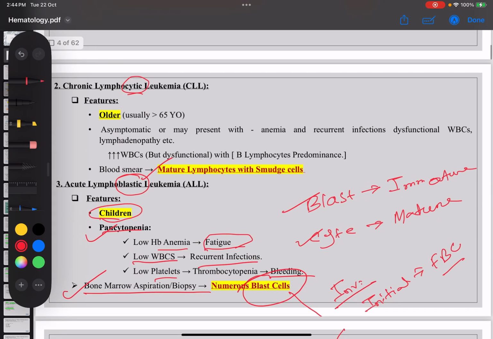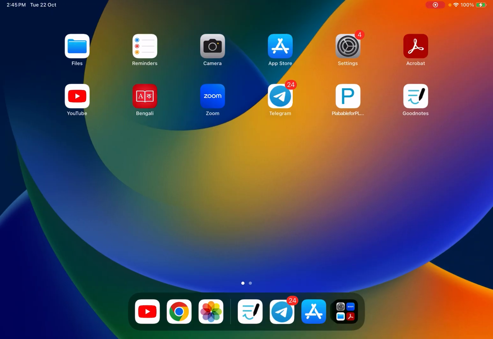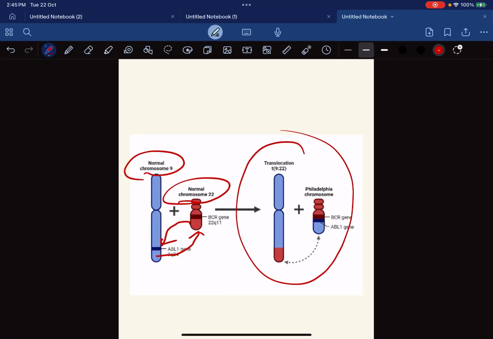Let's just move on to CLL. Chronic lymphocytic leukemia occurs in the older age group, usually more than 65 years old, and the patient will have anemia, recurrent infection, and high WBC. One thing you have to remember: in CLL, B lymphocytes will be predominant. In case of CML, we have seen neutrophil will be predominant. In the blood smear, you will see mature lymphocytes with smudge cells. As you are dealing with the chronic case, you'll find mature cells.